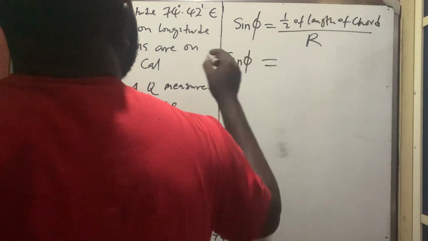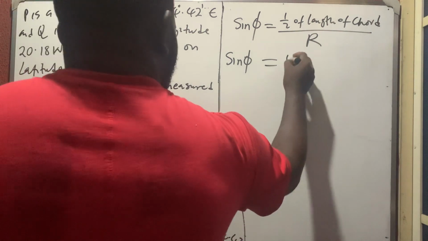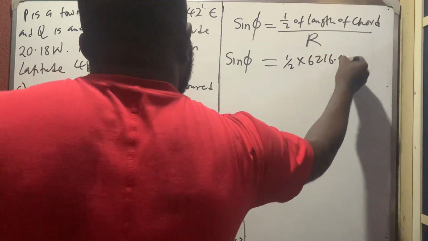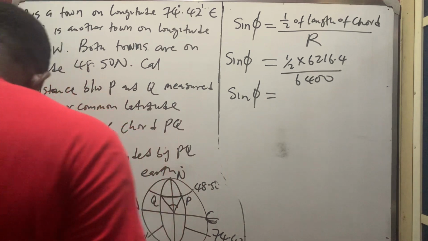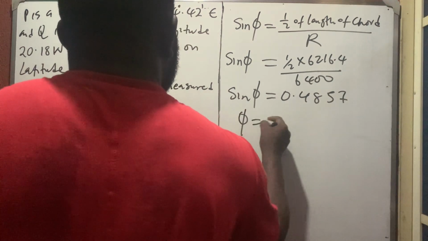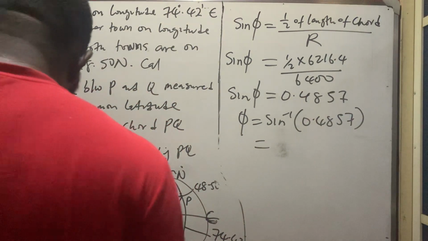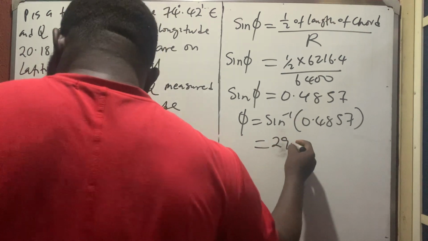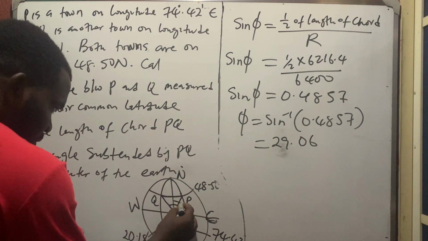So sine phi, that angle subtended at the center, is equal to, what do we do now? The length of the chord we got as 6216.4, so half times 6216.4 divided by 6400. So sine phi is equal to, do everything, you are going to get 0.4857. So phi is now what? The sine inverse of 0.4857. So what do we have? We are going to have 29.06. Okay, so now this phi is for this small one here.